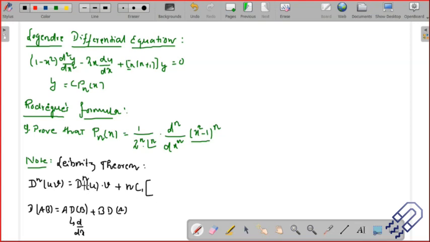Now this one would become n minus 1, so this one will reduce by 1, d^(n-1) of u, and this one now will be differentiated once, so it will be d of v. The idea is very simple: one increases, the other decreases in terms of differentiation, and then it will remain as n. This will be c2, n will depend on what this is.